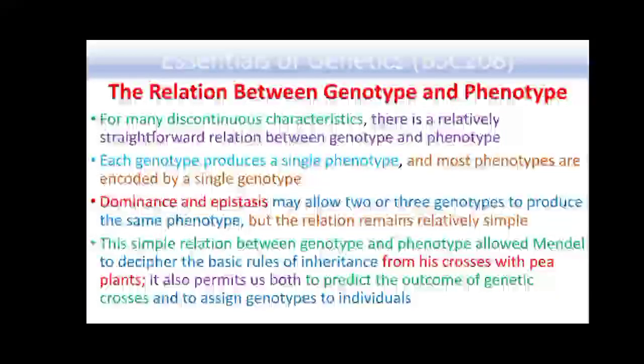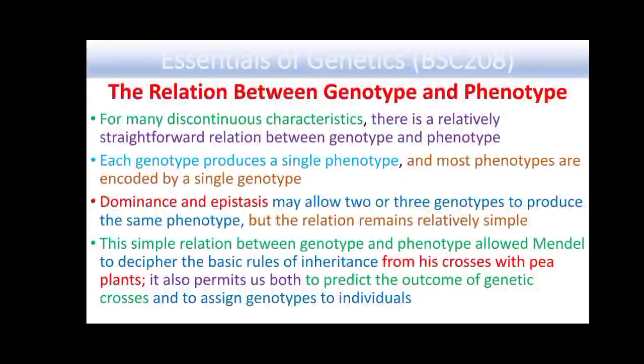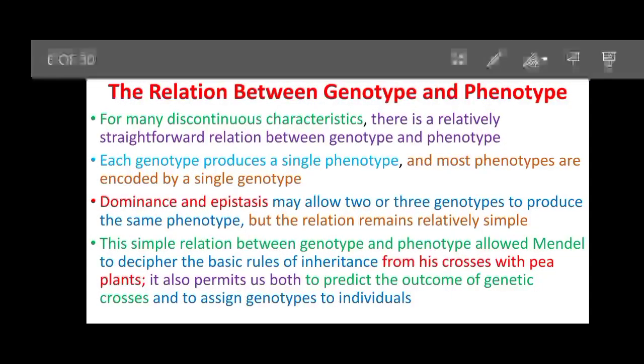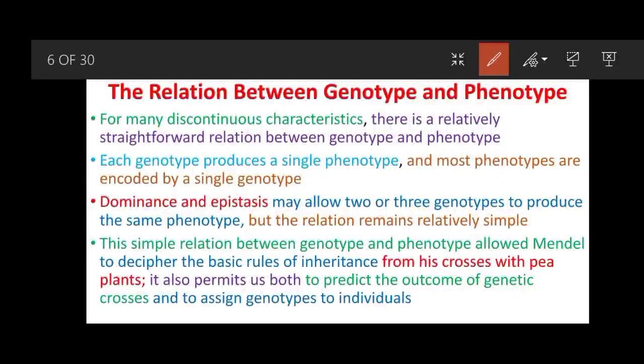So now coming towards the relation between genotype and phenotype. For many discontinuous characteristics, there is a relatively straightforward relation between genotype and phenotype. A single genotype is associated with a single phenotype, as in the case of Mendelian plants and many other organisms, we have seen the examples.